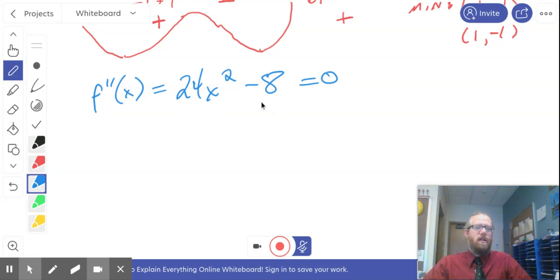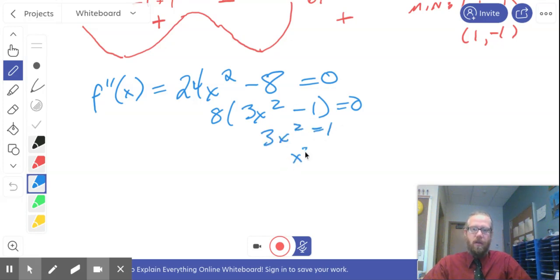I could factor out an 8 out of both of these, similar to what we did before. If I do that, I get 3x squared minus 1. Then I divide by 8, and that's gone. So I'm really just looking at 3x squared minus 1 equals 0. I add that over, so 3x squared equals 1. X squared equals 1/3, and I'd be taking a square root.